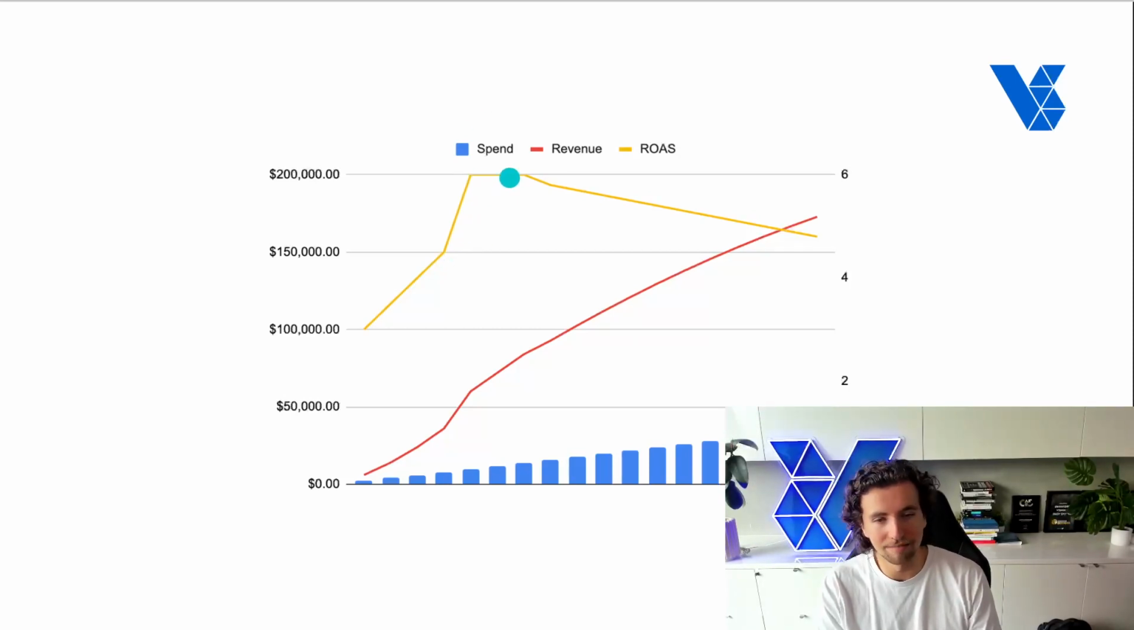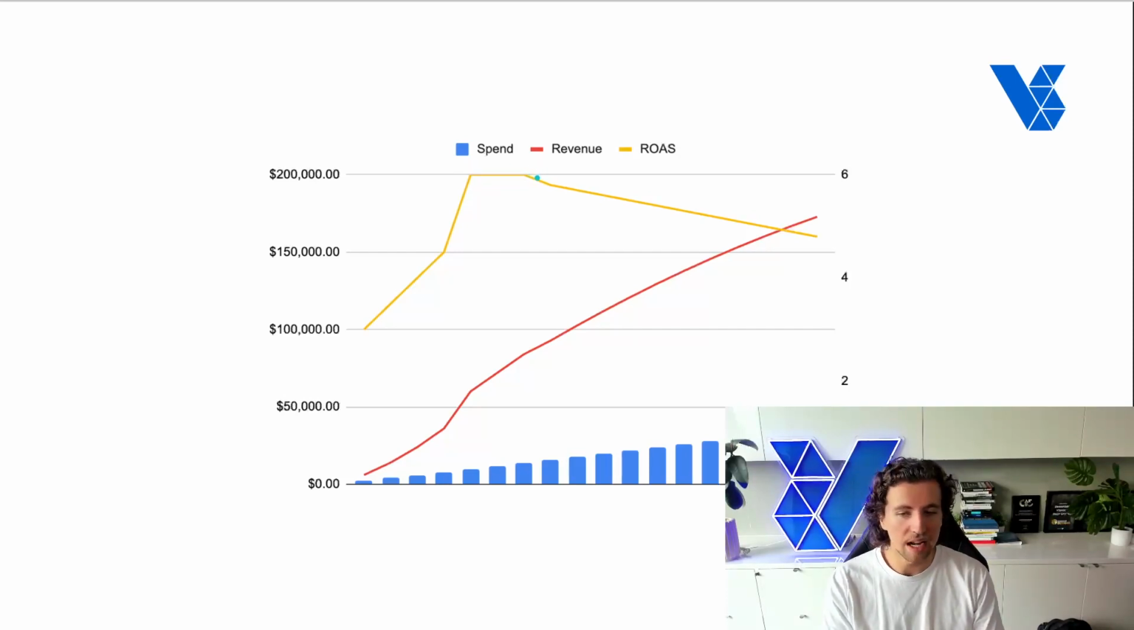The second you reach about, in the brand's instance that I'm referring to here, about $10,000, $12,000 in spend, you pretty much hit a cap. That then maintains as you start to scale. You start to maintain about that 6 return on ad spend, and then it starts to fall away.